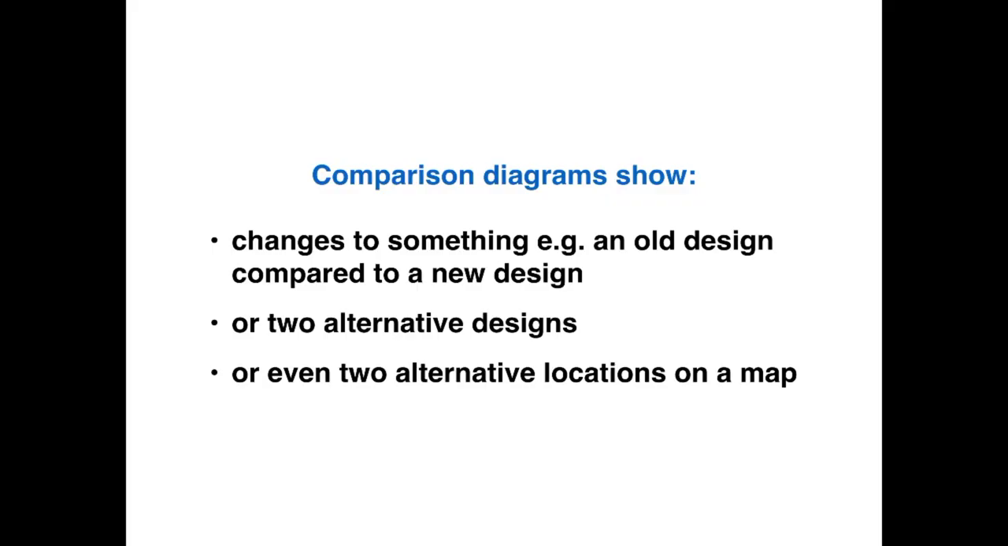Don't worry if that's not clear at the moment. I'm going to give you examples of these three types. We'll start with the first type, changes to something. Two pictures showing an old design and a new design. Here's an example that's similar to a real question in one of the IELTS books.